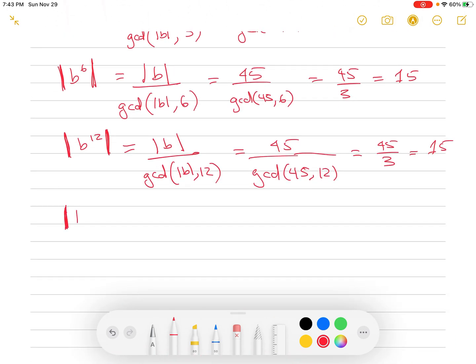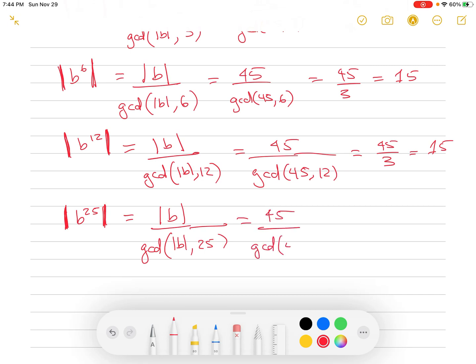Okay, we're going to do one more. That's the order of b to the 25th. And that's the order of b divided by the greatest common divisor of the order of b and 25. In other words, 45 divided by the greatest common divisor of 45 and 25. What's the largest number that divides 45 and 25? That would be 5. So 45 over 5 is 9. So that means b to the 25th has order 9.